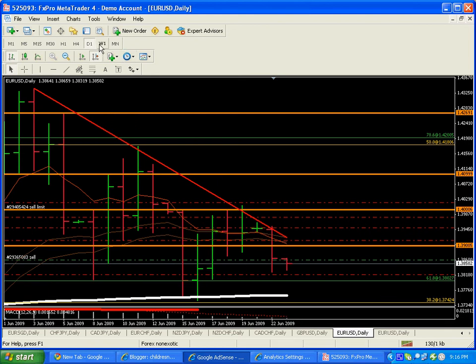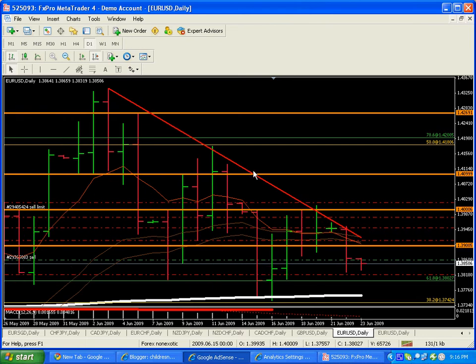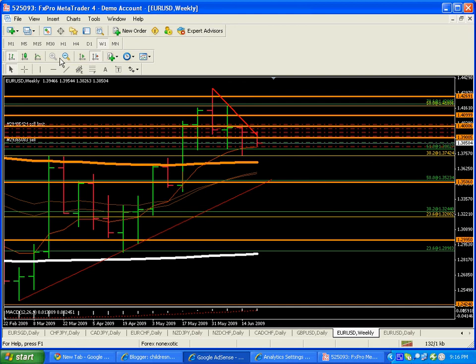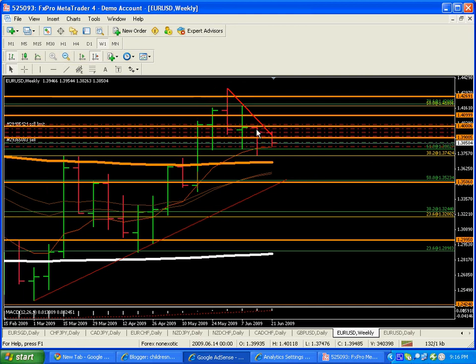First, let's look at how the price of the euro dollar finished for the week last week, and we can see that it finished with a pin and with the bearish rejection here.